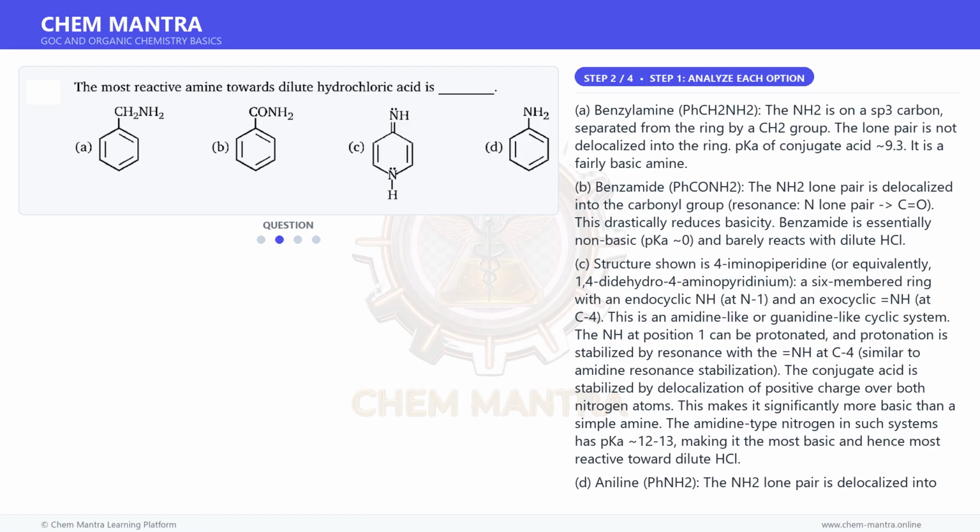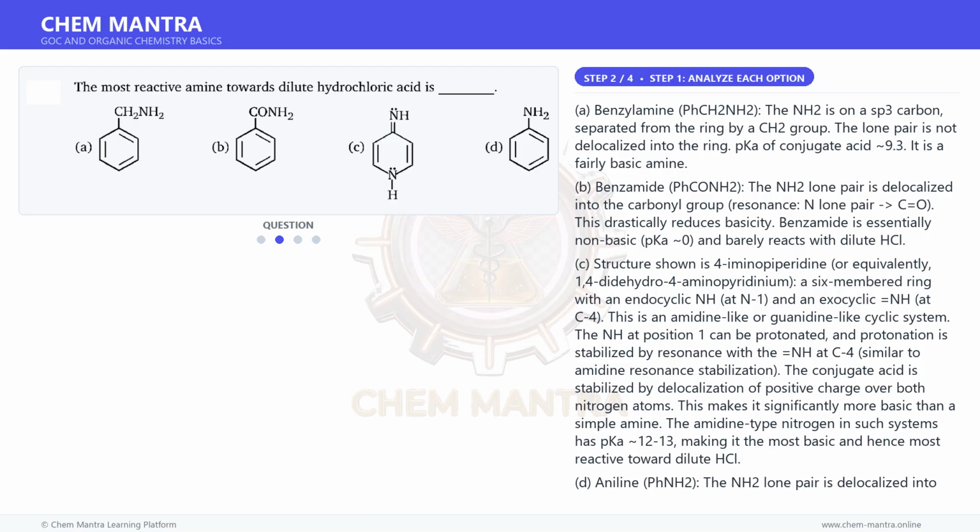B. Benzamide, PhCONH2. The NH2 lone pair is delocalized into the carbonyl group, resonance, N lone pair, C=O. This drastically reduces basicity. Benzamide is essentially non-basic, pKa 0, and barely reacts with dilute HCl.